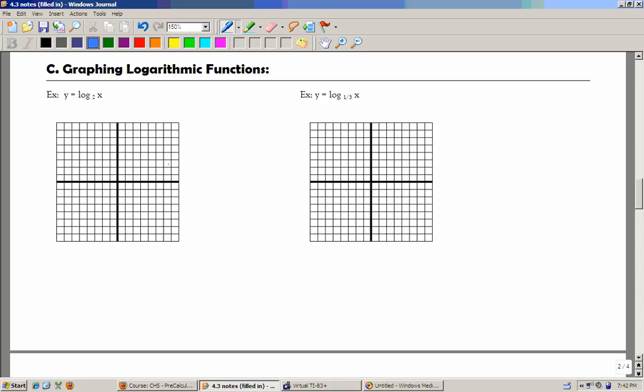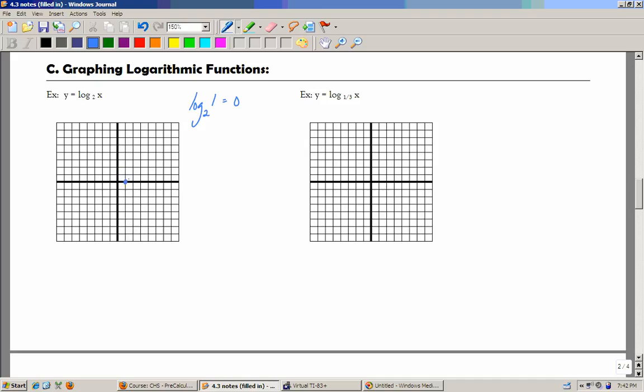Okay, now we're going to graph log functions without the use of our calculator. So we're going to start with log base 2 of x. You can think of this in terms of plugging in points and thinking in terms of our exponential notation. So for example, if you plug in x is equal to 1, you're thinking 2 to the what power is equal to 1? That would be 0. So when you plugged in 1 for the x, you got 0 for the y.